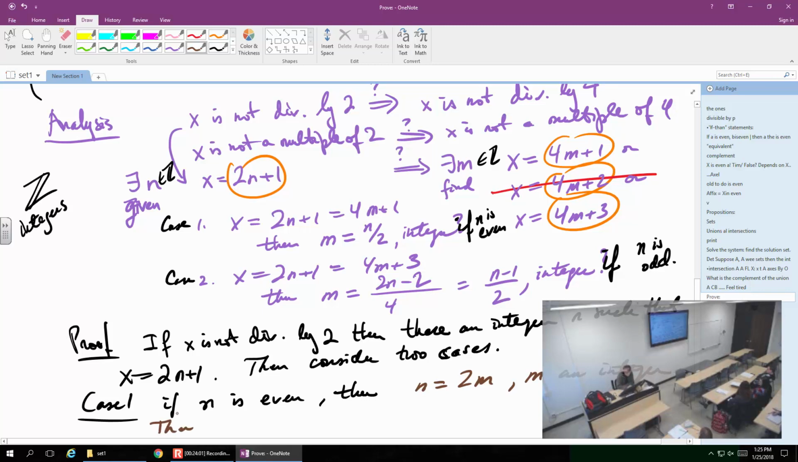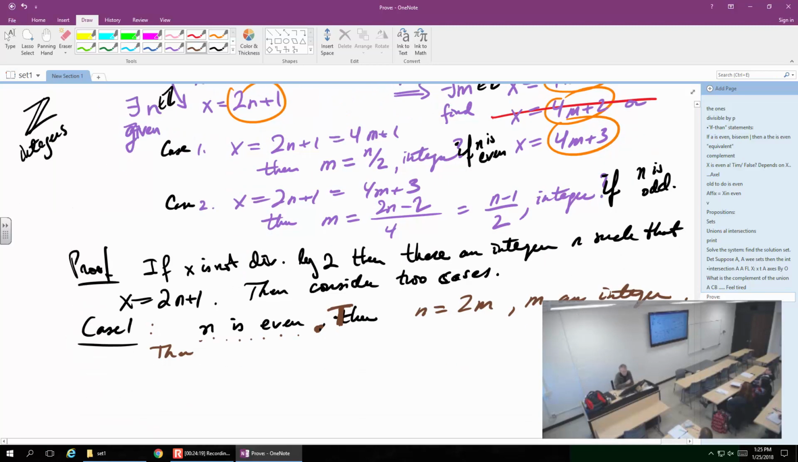So that's the case 1. If you want to be careful, you have to say what the case is. The case is n is even. Then you proceed to make conclusions from that statement. So from that assumption, we could continue on with n equal to 2m, m an integer. Then x is equal to 2n plus 1, which is equal to 4m plus 1.